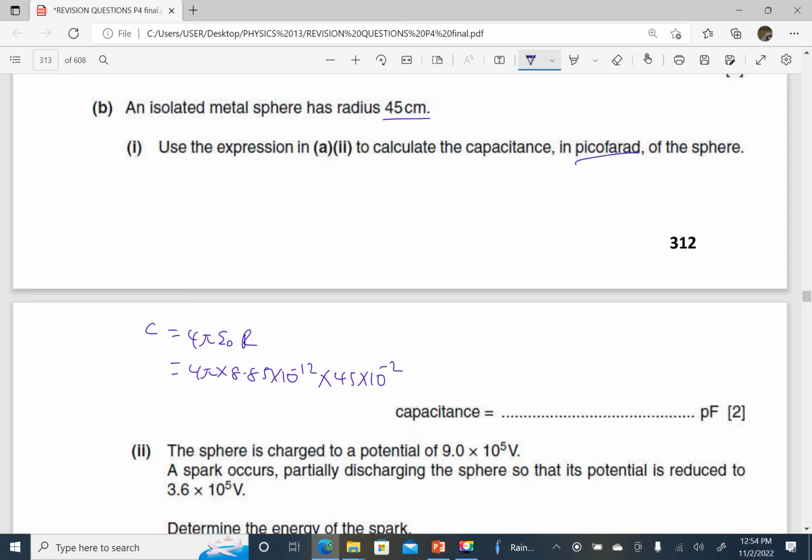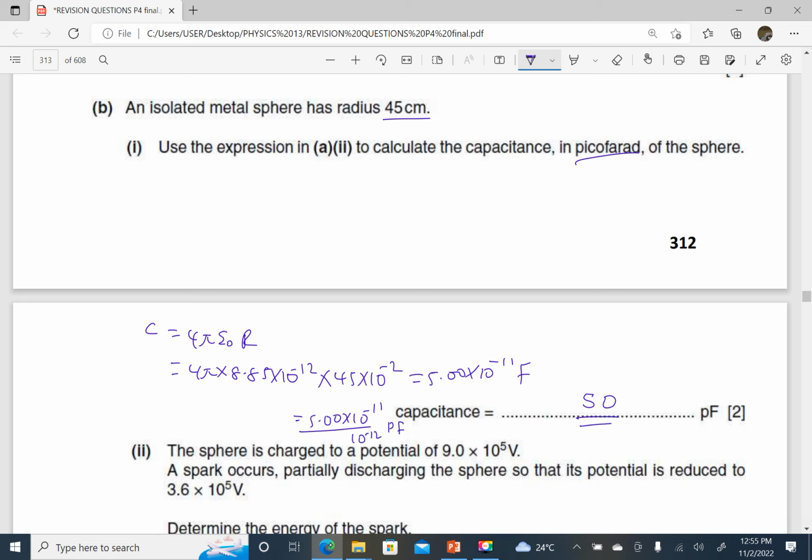Okay, so this is 5.00 times 10 power negative 11, that is farads. When I divide by 10 power negative 12, so that is 5.00 times 10 power negative 11 divided by 10 power negative 12 to change it to picofarads, that is 50, or 50.0 if you want.